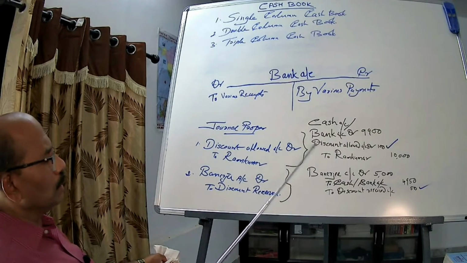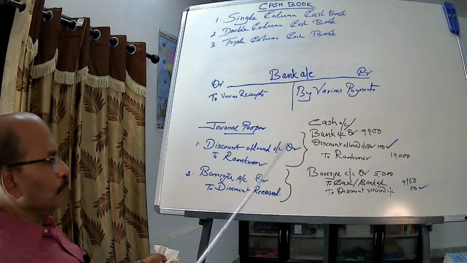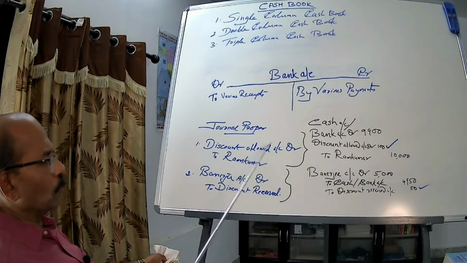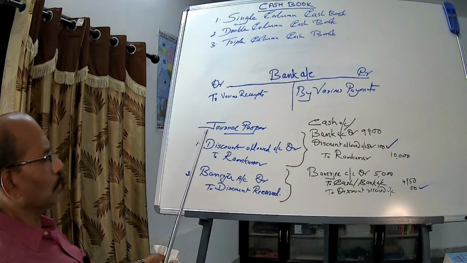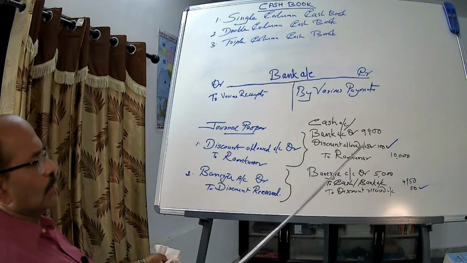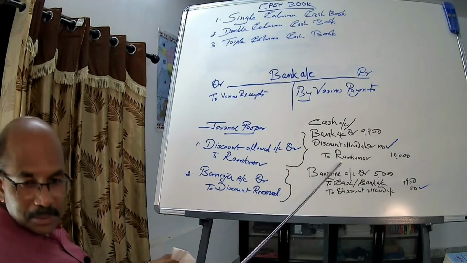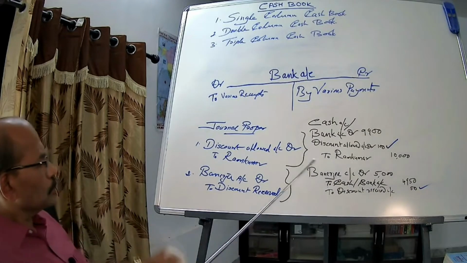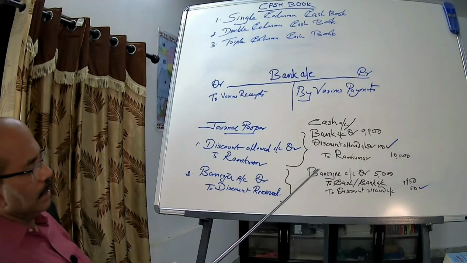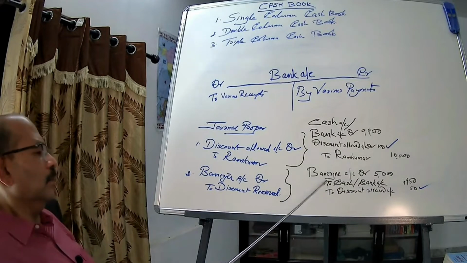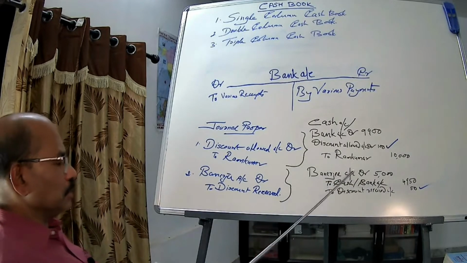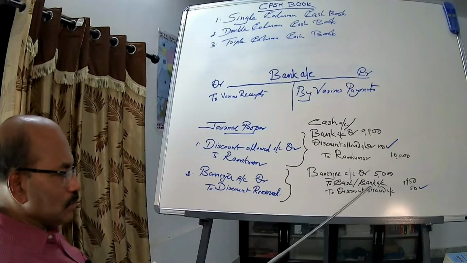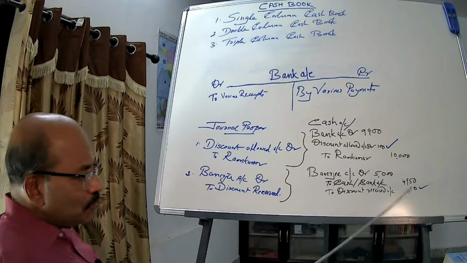This is a compound journal entry. We have broken it into two, one through the cash book and one through the journal proper. The net effect will be this one. Okay. Similarly, there is a compound journal entry: Banerjee account debtor 5,000 to cash or bank 4,950 to discount received 50.